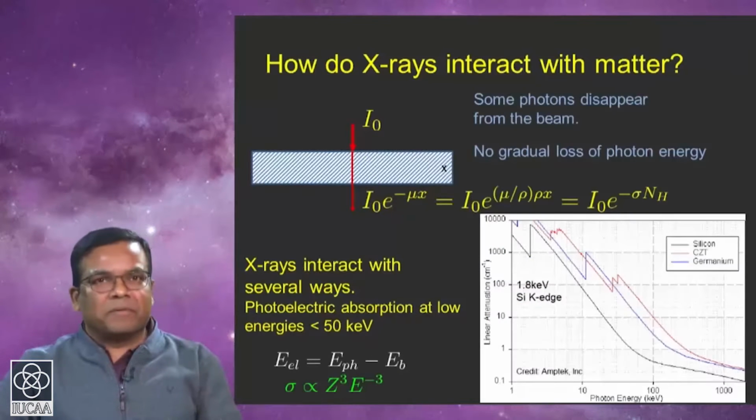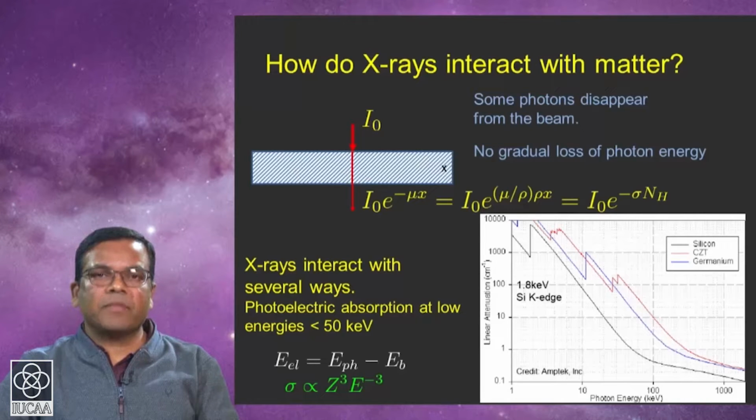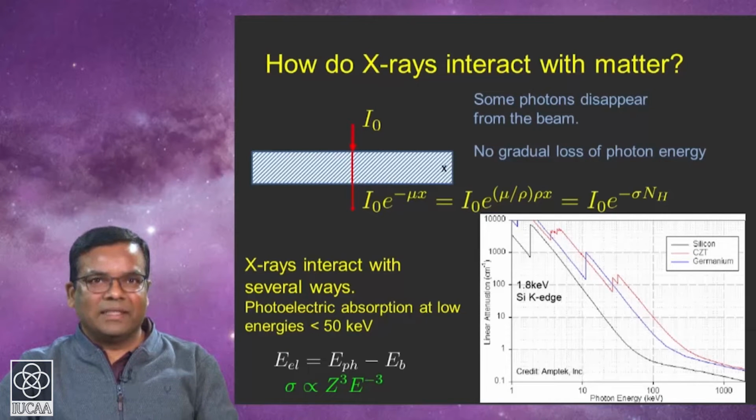The next question we will address is, how do X-rays interact with matter? Suppose a beam of X-ray radiation is passing through a slab of material, and in this process some of the photons disappear from the beam, and there is no gradual loss of photon energy. Some of the photons disappear altogether. So, if the incident beam has an intensity I0, the transmitted beam will have an intensity I0 times e to the power minus mu x.